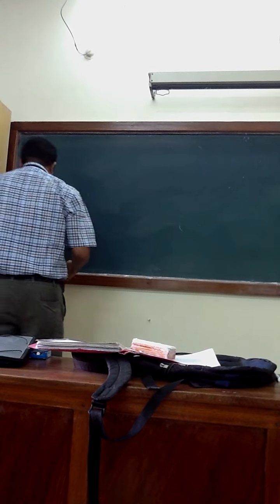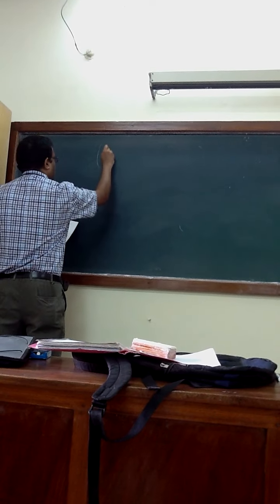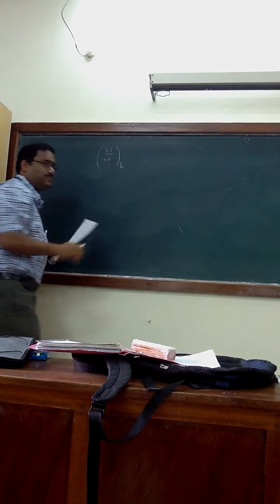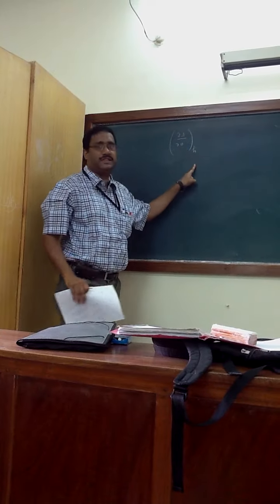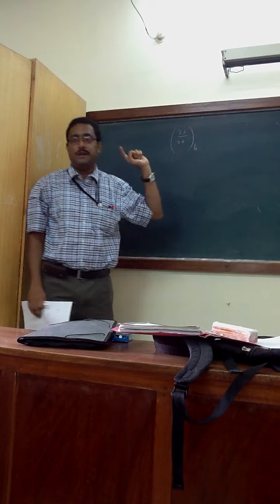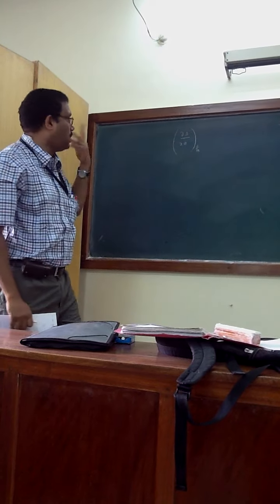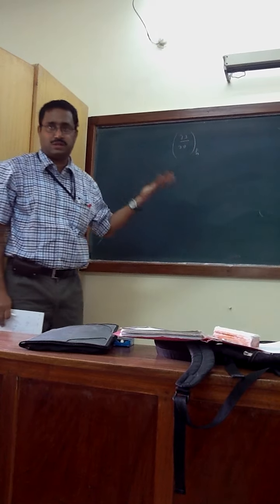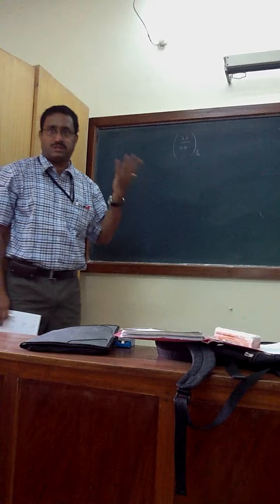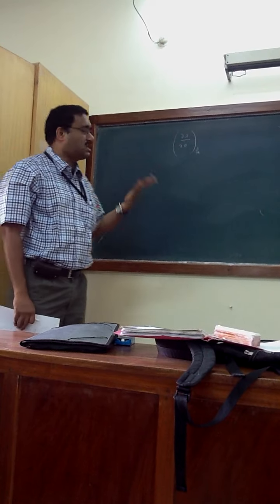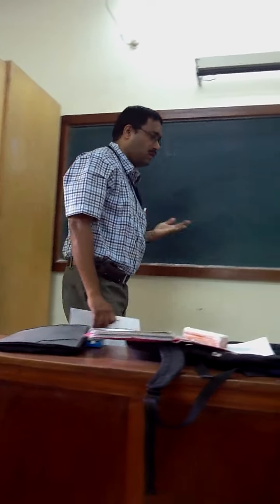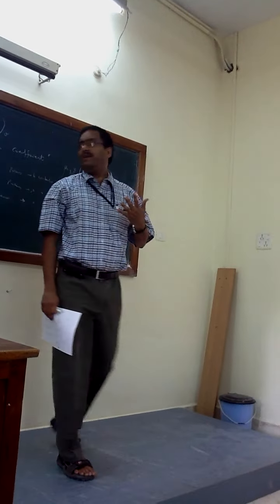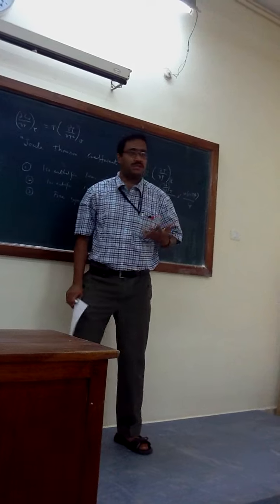I want to derive the formula for dou S by dou V at constant H. Earlier you were deriving dou S by dou V at fixed T or dou S by dou V at fixed P. That means earlier temperature was constant, isothermal process, isobaric process, or isochoric process. Now I am doing the isoenthalpic process.